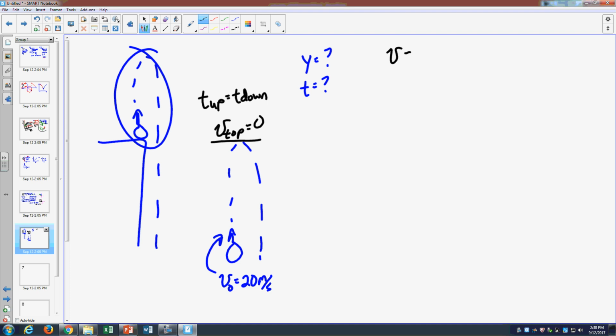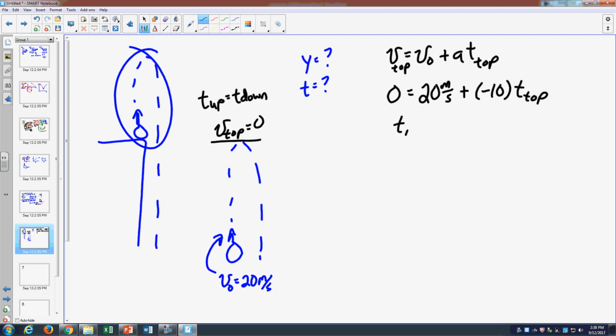What if I asked you what the total time is that it's in the air? Then you would take your kinematics equation, v equals v naught plus at. Realize that v top is equal to 0. So I have 0 equals 20 meters per second plus negative 10, that's my acceleration in the y direction, times t top. That's only true if I'm traveling in the y direction. If I'm traveling in the x direction, it's not necessarily 10. And so t top equals 2. That means it takes 2 seconds to go up and 2 seconds to come down. So the total time is equal to 4 seconds.